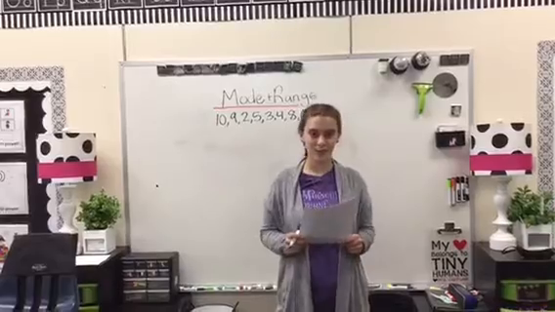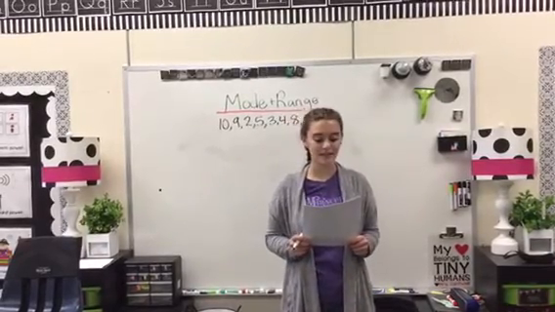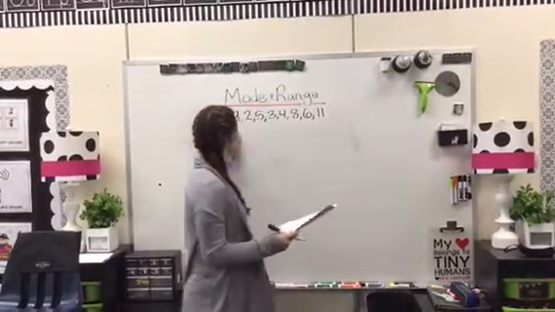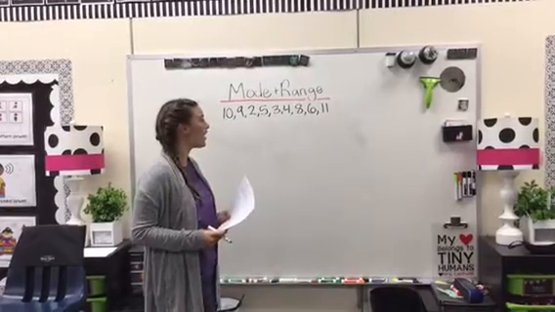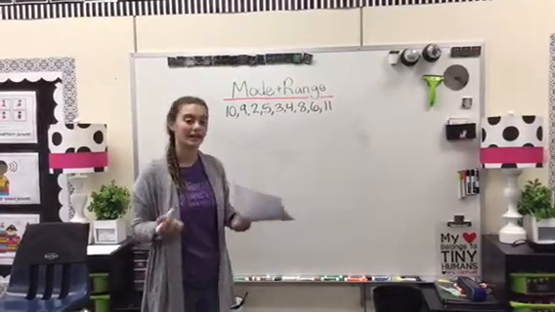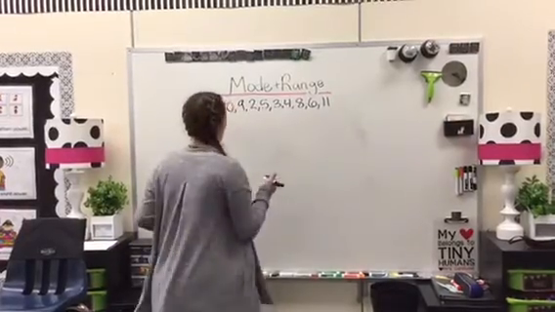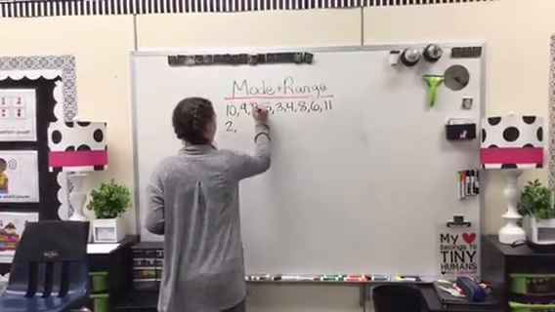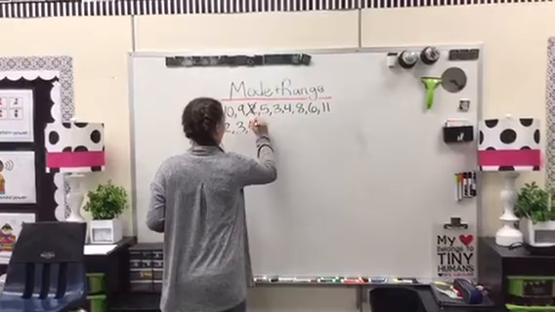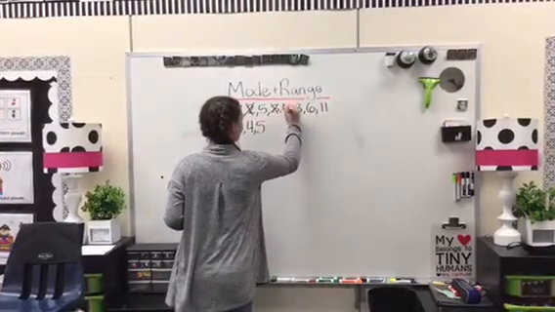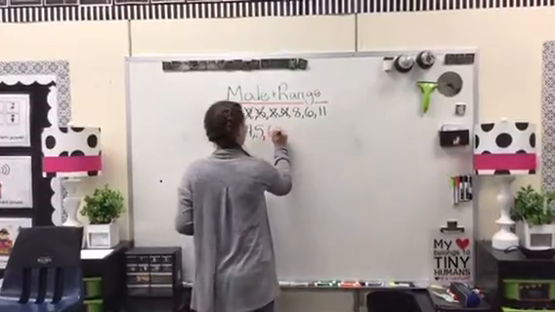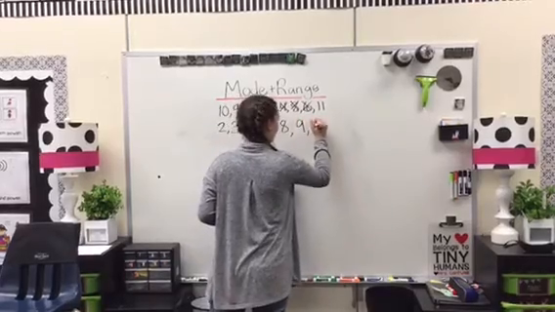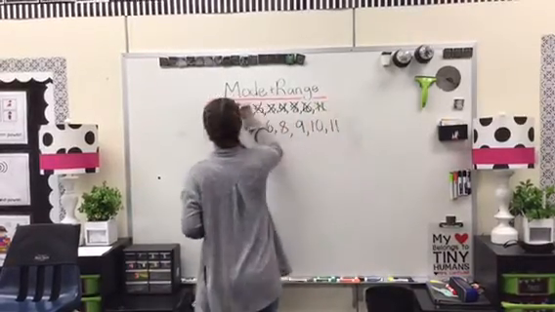Okay, so this is another example for mode, and the problem is: the following list gives the number of siblings for each of 9 students. So once again, we have our number list: 10, 9, 2, 5, 3, 4, 8, 6, and 11, and like the first problem, we are going to put them in order. So our lowest number in this case is not 0, it's 2, and then it's 3, 4, 5, 6, 8, 9, 10, and finally 11.